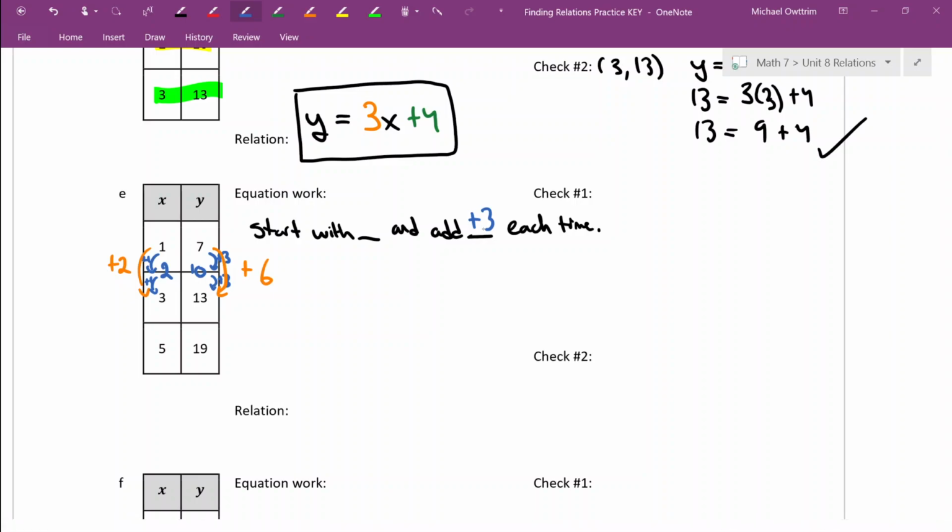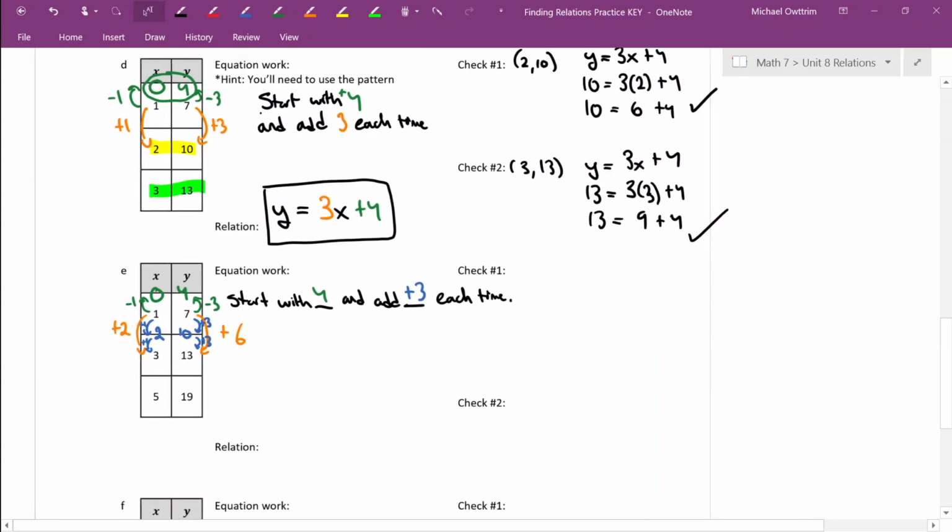Now for my start with, I again need to figure out what x's 0 matches to. And in order to do that, I'm going to need to go down by 1 from the current x value of 1, which means I'm going to have to go down by 3 over here, and that'll give me 4.